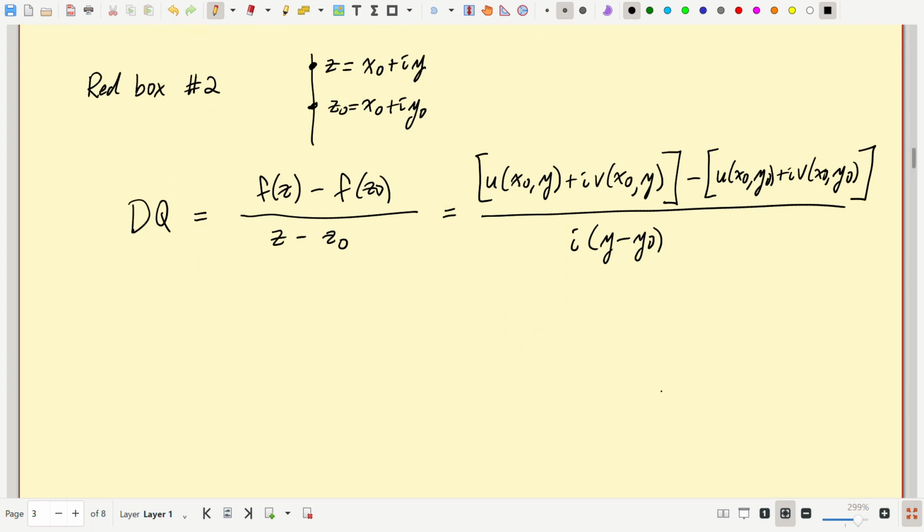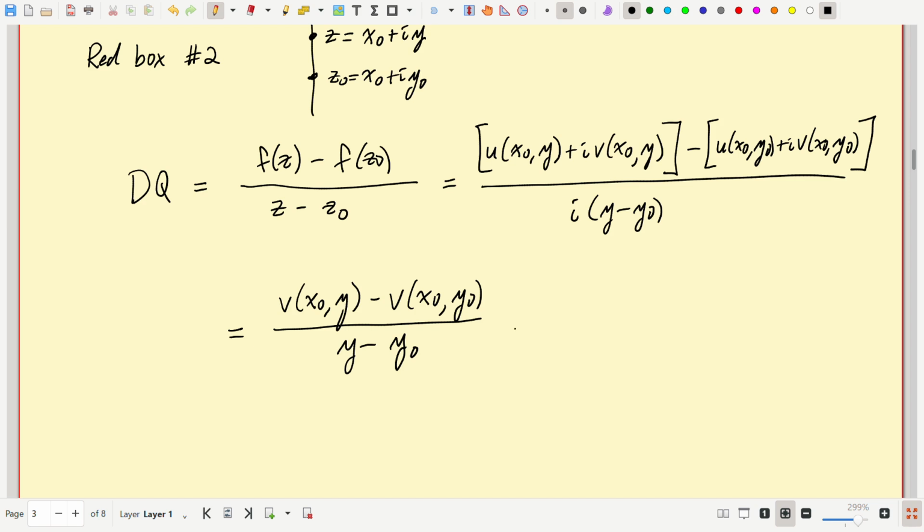Then when I collect terms and distribute that i through there, the i's are going to cancel on the v terms. And I'll put those v terms right away here. That would give me v of x naught, y minus v of x naught, y naught, divided by y minus y naught. And sure enough, as I let y slide in, that's going to show me that that partial derivative exists and it's the real part of that thing.